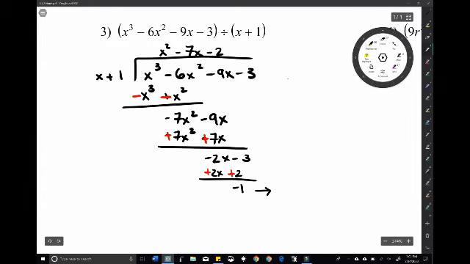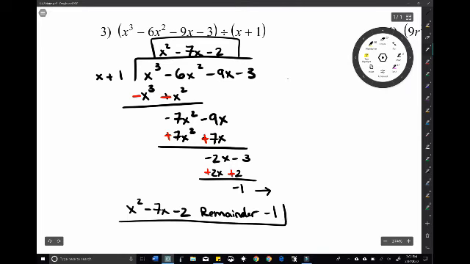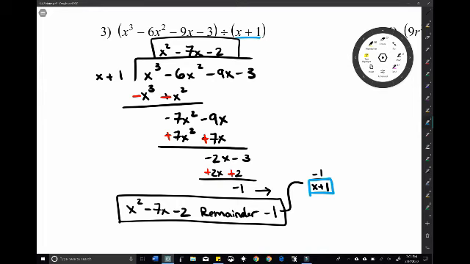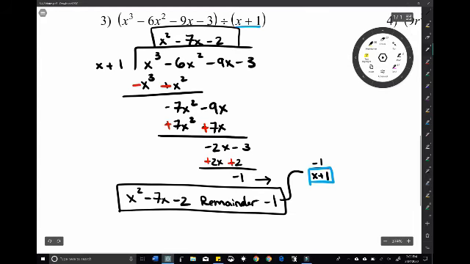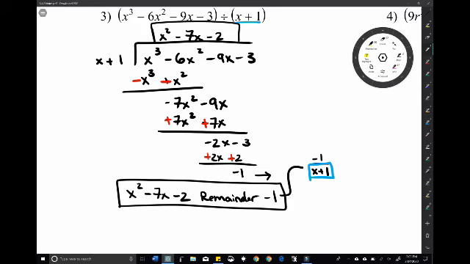Remainders are okay, just specify. So our solution is x squared minus 7x minus 2, remainder of negative 1. So I would like you to specify that as the remainder, okay? You may also see the remainder written as a fraction. It could also be negative 1 all over x plus 1. And you do that by taking what we divided by and just putting that in the denominator of your fraction. Okay, so either way, you can write it out or you can write it as a fraction. You might see it either way here as an answer.